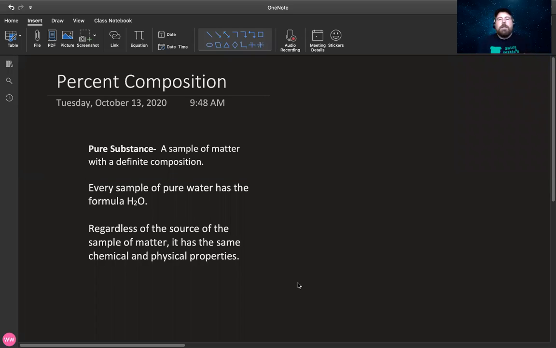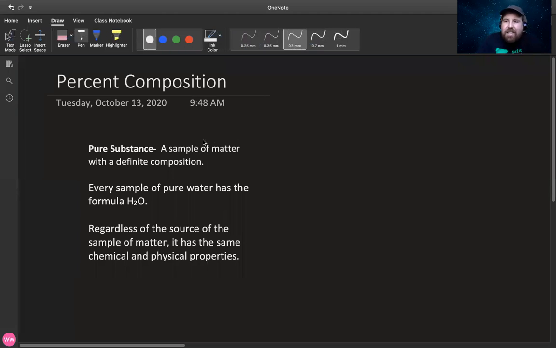So first off, before we jump into this, I want to make sure everyone's clear with what a pure substance is. A pure substance is a sample of matter that has a definite composition, a consistent and constant composition. When we're looking at pure substances, we can talk about pure water, which is H2O. Pure water has the formula of one oxygen bonded to two hydrogens. This would be a molecule of water. We could have a pure sample of sodium chloride, which is NaCl. For every one Na, there's one Cl. So both of these here are examples of pure substances as long as they are by themselves.